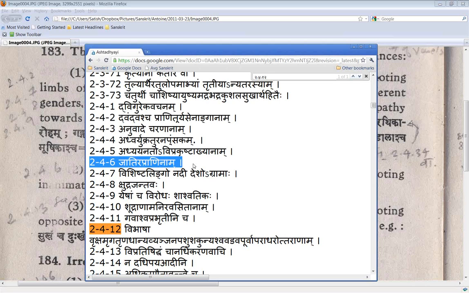And then counter examples given are Rupascha, Rasascha, Rupa, Rasau. So rupancha rasascha rupa rasau. It'll be form and taste. Form and taste. So they are not physical items. Then gamana kunchane means going and bending, kind of curving. That's an activity. That's not going to be dravyavati. And then another thing is jati pradhanye eva ayam ekavad bhavaha.